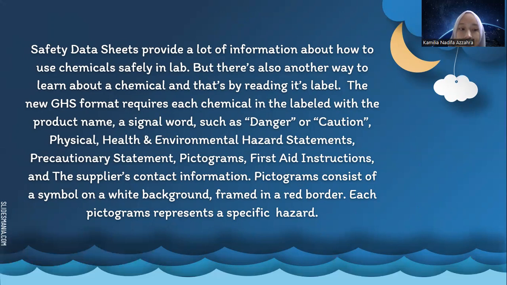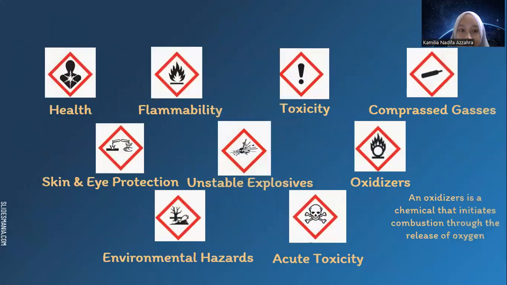Pictograms consist of a symbol on a white background, framed in a red border. Each pictogram represents a specific hazard: health, flammability, toxicity, compressed gas, skin and eye protection, unstable explosives, oxidizers, where an oxidizer is a chemical that initiates combustion through the release of oxygen, environmental hazards, and acute toxicity.